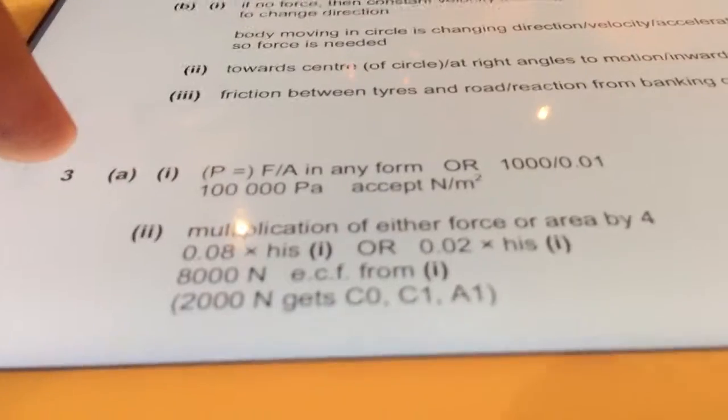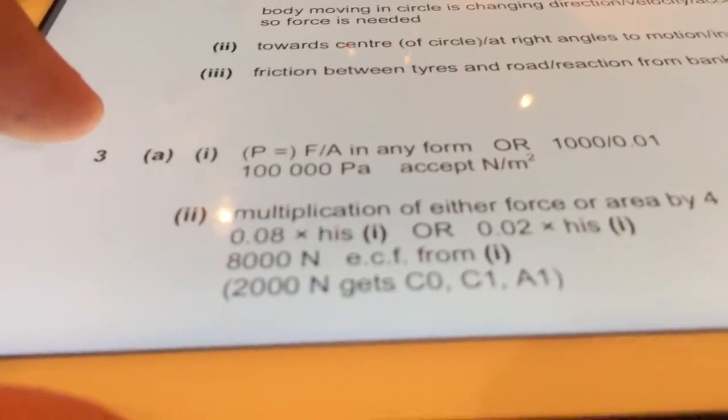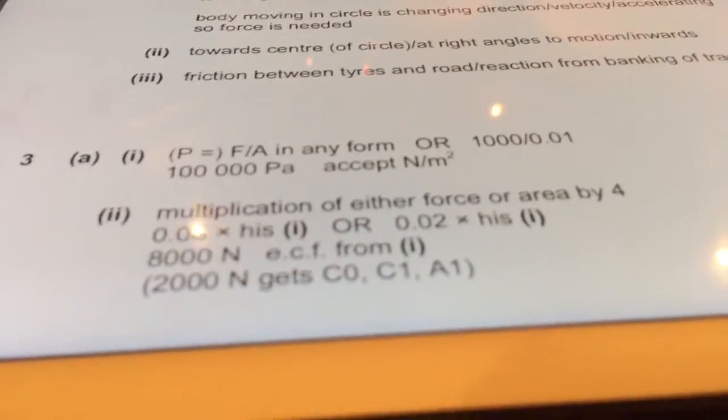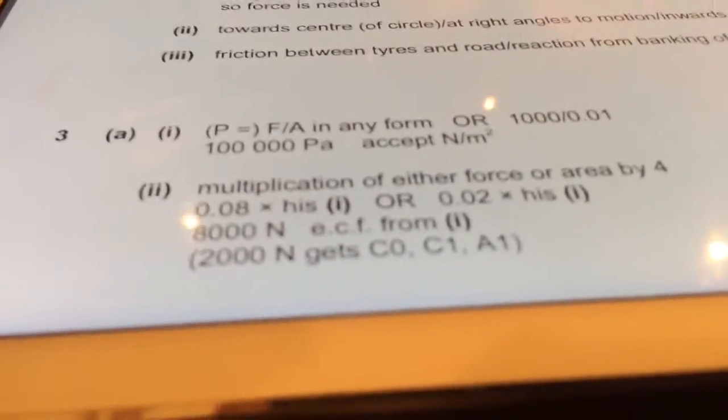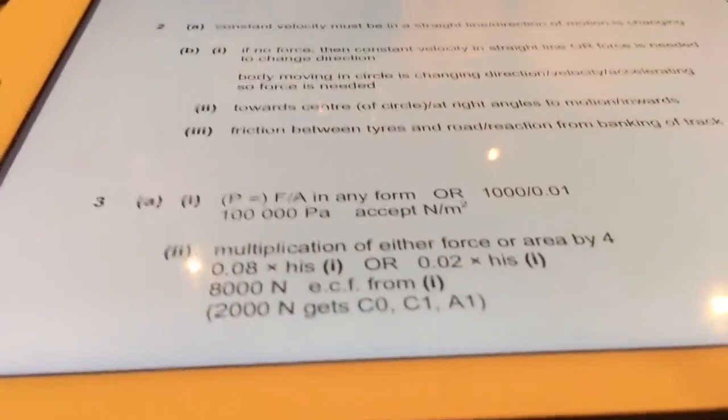Let us check the answer. 0.08 times 100,000, so that's our answer, or 0.02 times 100,000. So there is a range here, because they said that piston A only can push the car up, so that's why there's a range, but I made it for the 4 pistons, because they said the total. So both answers are true. There's a range between 2,000 and 8,000. Cool.